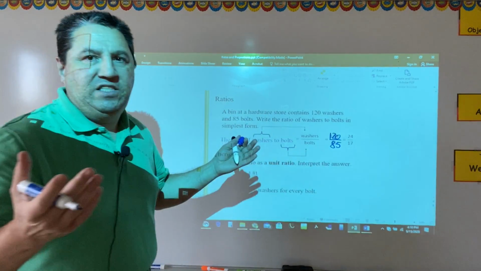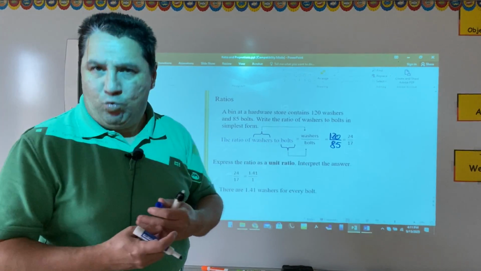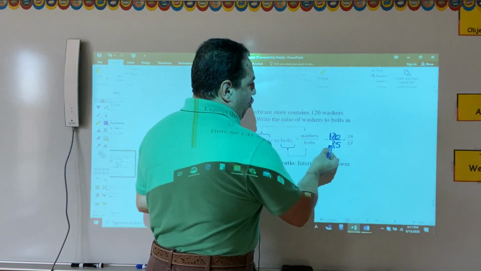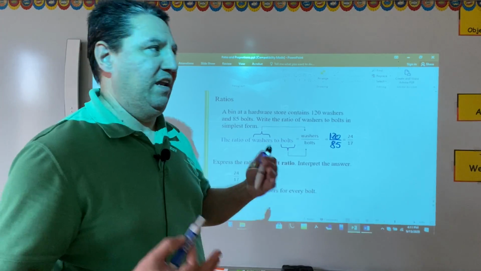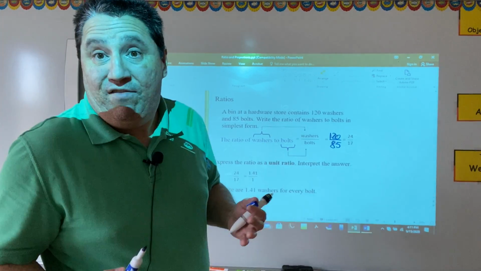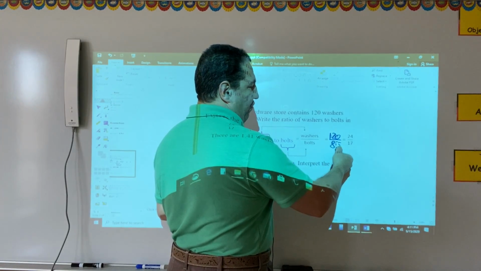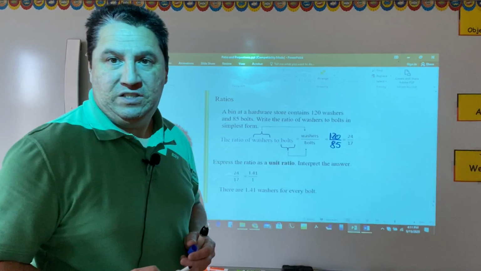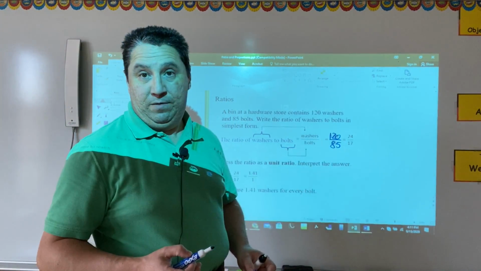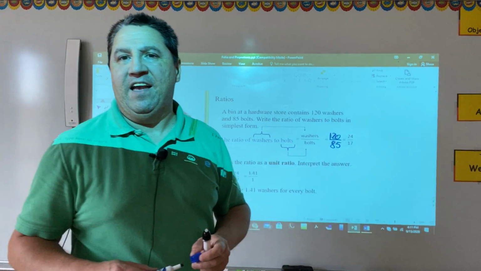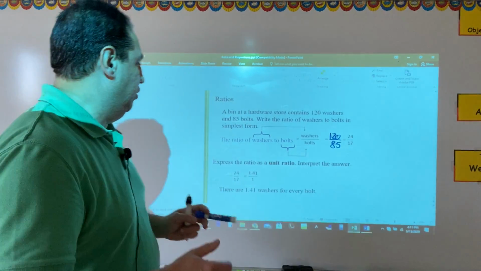Because it's a fraction, we simplify if we can. In this case, we can simplify. If you look carefully here, the common factor for 120 and 85 is 5. So if we divide 120 by 5, you get 24. If you divide 85 by 5, you get 17. So that's the simplified form of this ratio. We cannot find any other common factor to simplify the resulting fraction. Good.